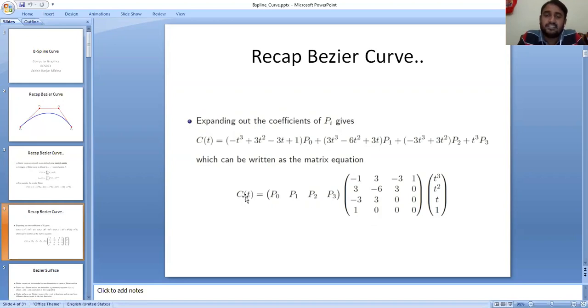The matrix form is C(t) equals, P0, P1, P2, and P3, which is the control point vector. This t is the parameter, where we are considering the degree 3 polynomial, so we start from t cubed, t squared, t, and 1. And these are the coefficients: minus 1, 3, minus 3, 1; 3, minus 6, 3, 0; minus 3, 3, 0, 0; 1, 0, 0, 0. So this is the Bezier curve.